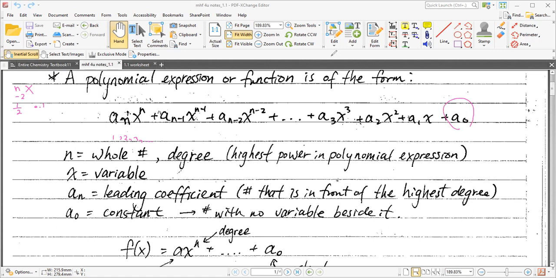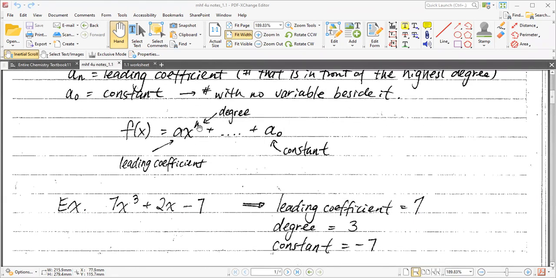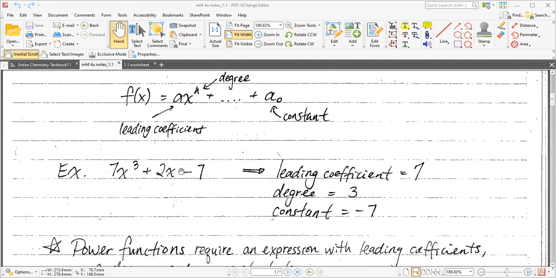Now we're looking at an example to understand that better. Let's say a x^n. The degree is going to be n because the highest power of x is n, and the leading coefficient is a. In this example, the degree, the highest power, is 3. The leading coefficient, the coefficient of the highest power, is 7. And the constant, of course, is -7. It's here.